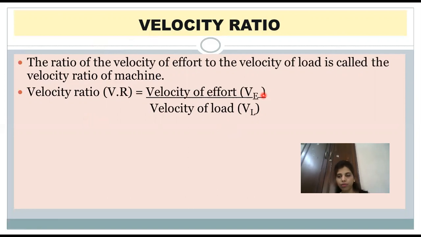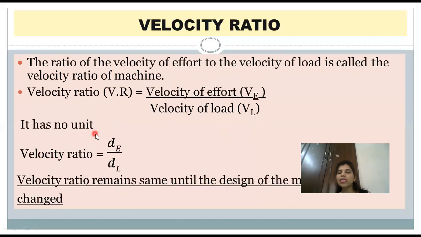load upon effort. But when you are writing the velocity ratio of a machine, velocity of effort is in the numerator and velocity of load is in the denominator. So VE upon VL. This should be your definition and also your formula. So this is the relationship. If the relationship is asked, you have to write it in this format.